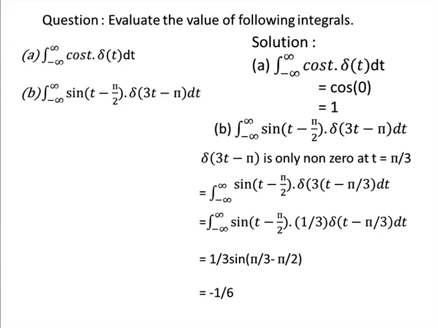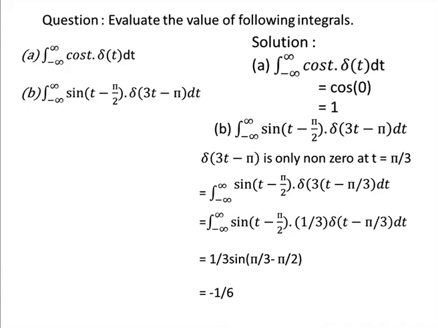Now, there are two questions given, we will solve them completely. First is ∫ from minus infinity to plus infinity of cos t δ(t)dt, and the second one is ∫ from minus infinity to plus infinity of sin(t - π/2) δ(3t - π)dt. So, over here the first one, ∫ of cos t δ(t)dt, δ(t) will be 1 once t equal to 0. So, this will be cos 0, which is 1.